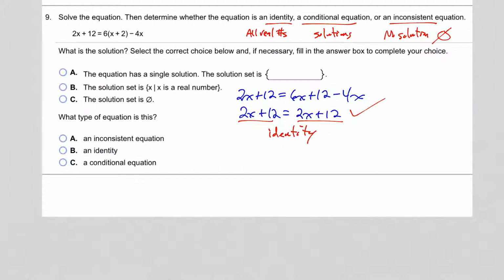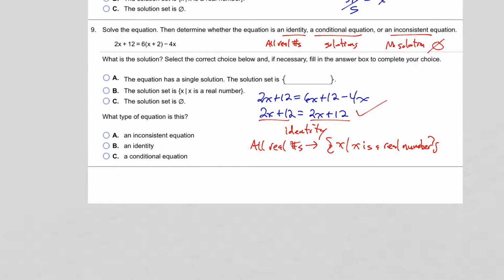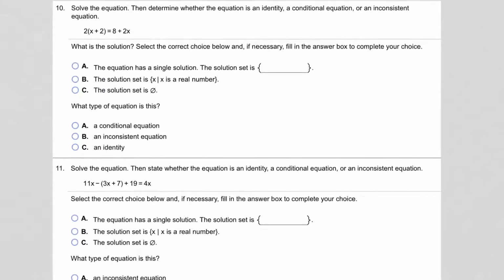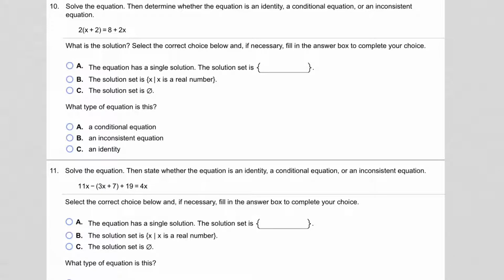Okay, and the solution is all real numbers, which in set builder notation is x is a real number. Okay, I should have just circled that, but okay. So this is number 9, and let's move on. Okay, number 10 and 11 here. So again, same directions, and let's see what we get.